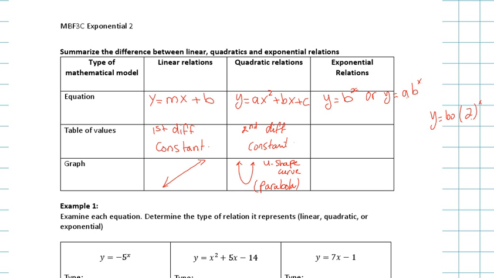So the variable is the exponent, and using the table of values, which one is constant? The ratio. And then the graph is going to look like one side is almost horizontal, while the other side either grows or decays fast.